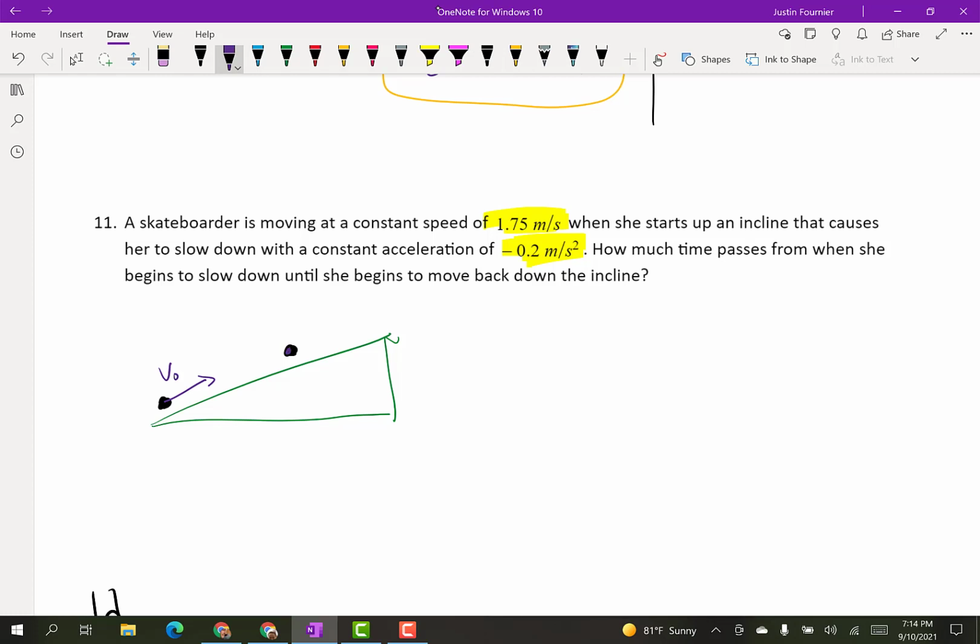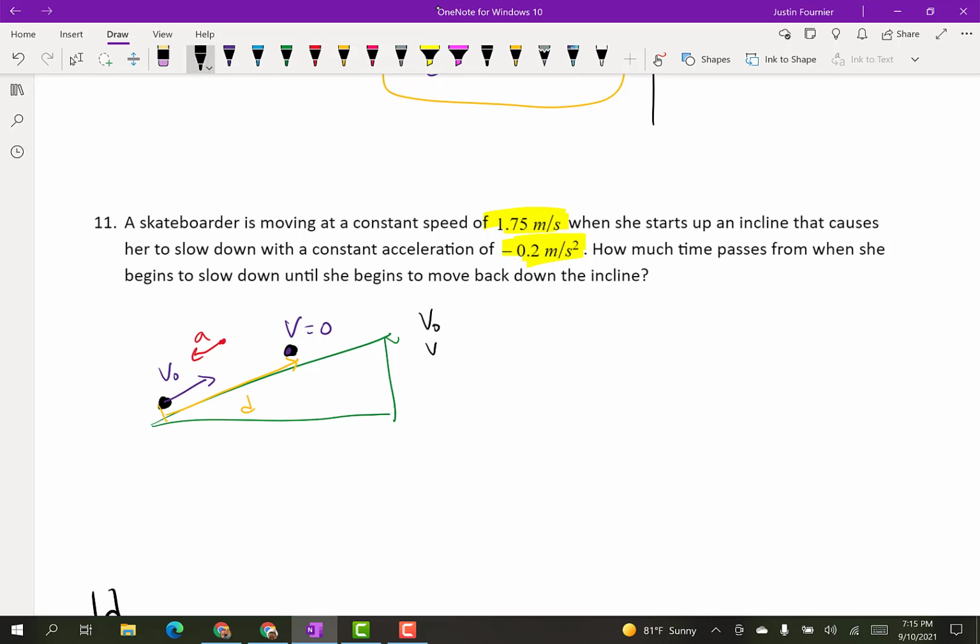And then when she goes to move back down, well, her final velocity then has to be 0, right? Because she's moving up but slowing down, so she's going to slow down, come to a stop, and go back down the other direction. So the other thing I know is that the acceleration points down the incline. And I think that's all I need to do. I guess I could also draw out the displacement, so I know that as well. And then let's go from here.